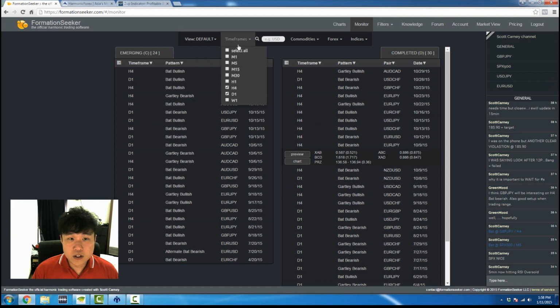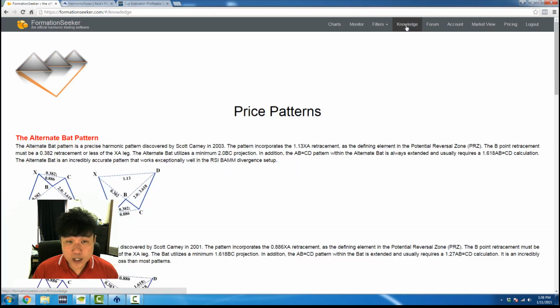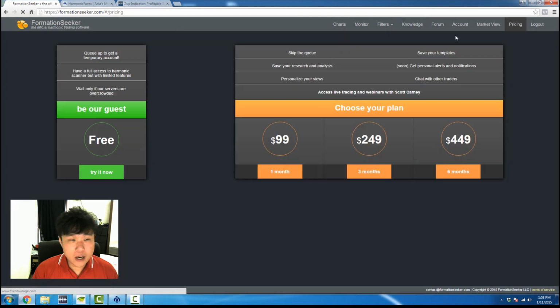Okay, you can also filter out the time frames which you like to trade in. For us, we always look at higher time frames like the H4 and the D1. We leave out the rest because the lower time frames are less reliable. Yep. So you also get to learn about the patterns under the knowledge tab. You have a forum where you can chat with other members.